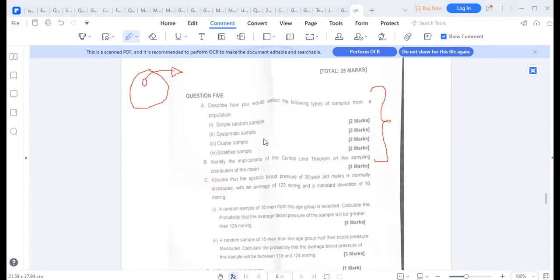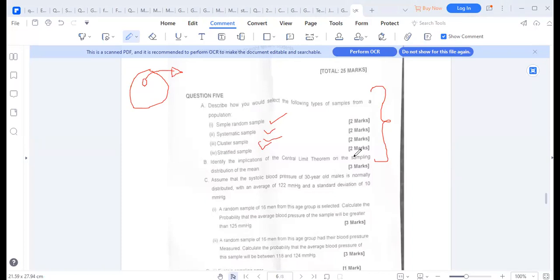So under probability sampling methods, we have what we call the simple random sampling method. We also have what we call the systematic sampling method. We also have what we call the cluster, and also we have what we call the stratified. So we need to understand what each of these entail briefly, and also maybe give an example where possible.